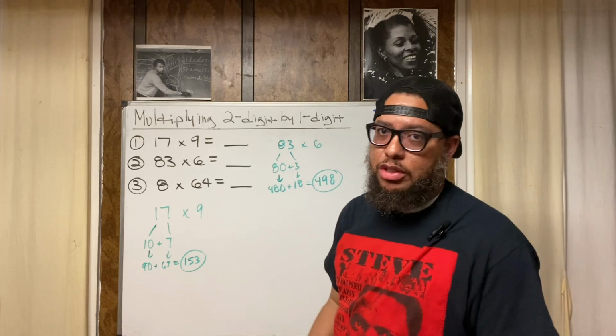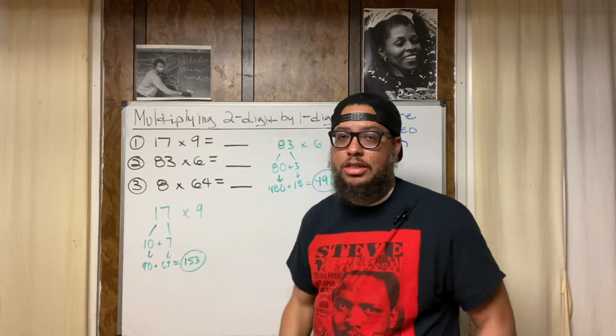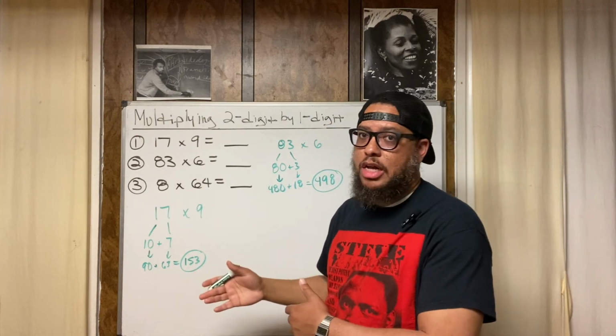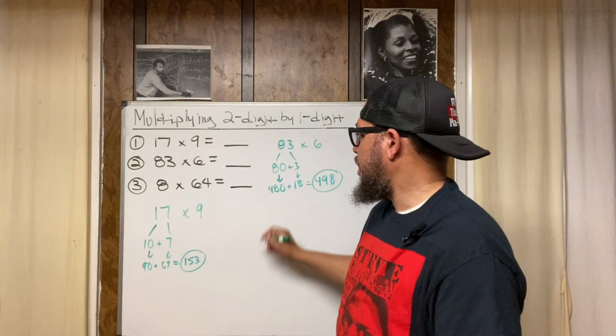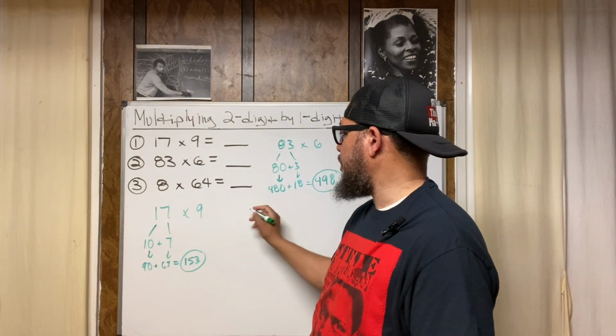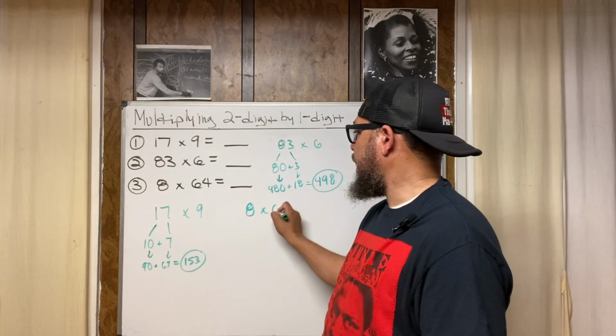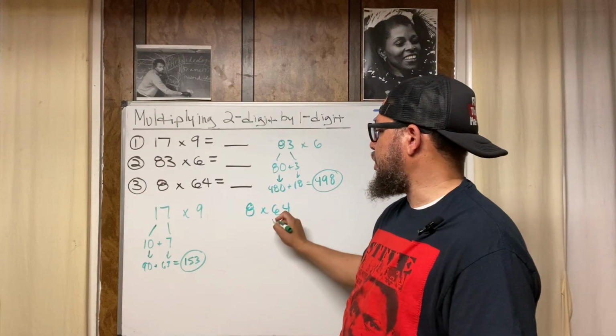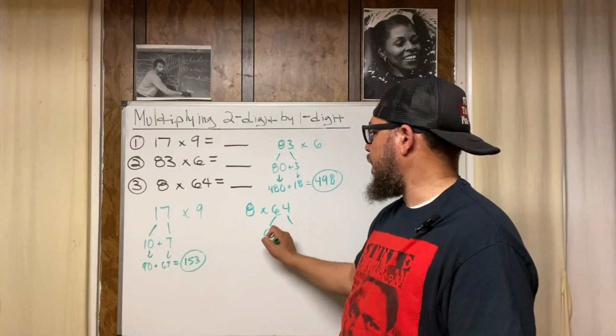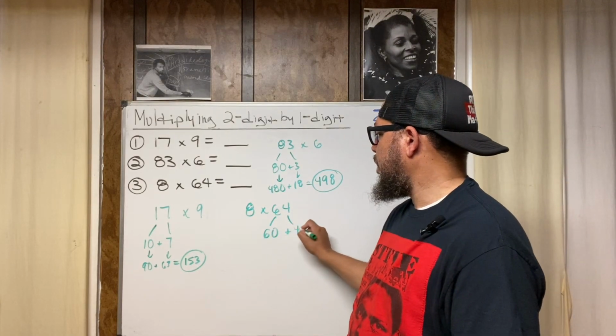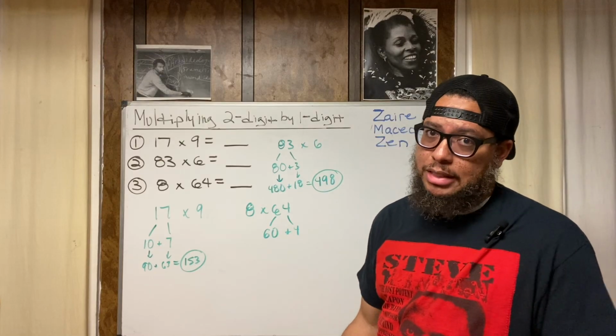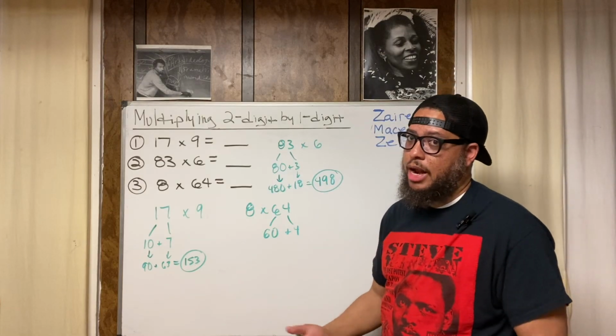Touchdown and 2-point conversion, 64 times. How many points is that? Let's see how many points it is. 8 times 64. Let's break this 64 down into 60 plus 4. We could have done 70 minus 6 if you wanted to. If you want to do that, we got options, right?